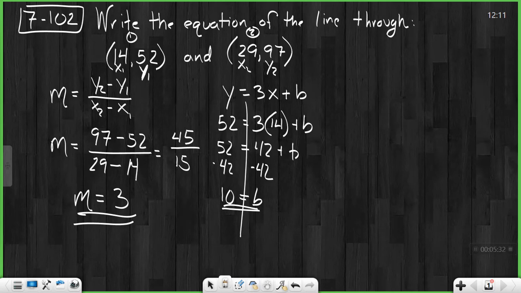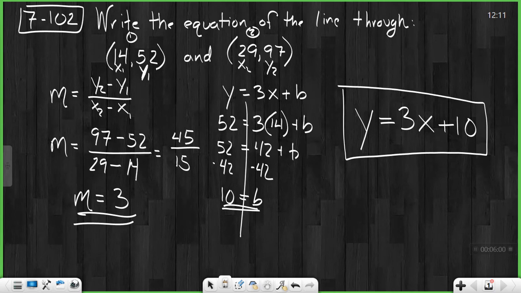When I say write the equation, it should always start like this: y equals. All of the equations that we are writing here should start with y equals. There's one exception to that. It's a vertical line. We'll talk about that later. You're not doing that one on the test. So as we look at this one here, now I plug in my slope. y equals mx, so in this case, 3x plus b. b in this case is positive 10, so we're going to write plus 10. And that's the equation of the line that connects the 2 points, (14, 52) and (29, 97).